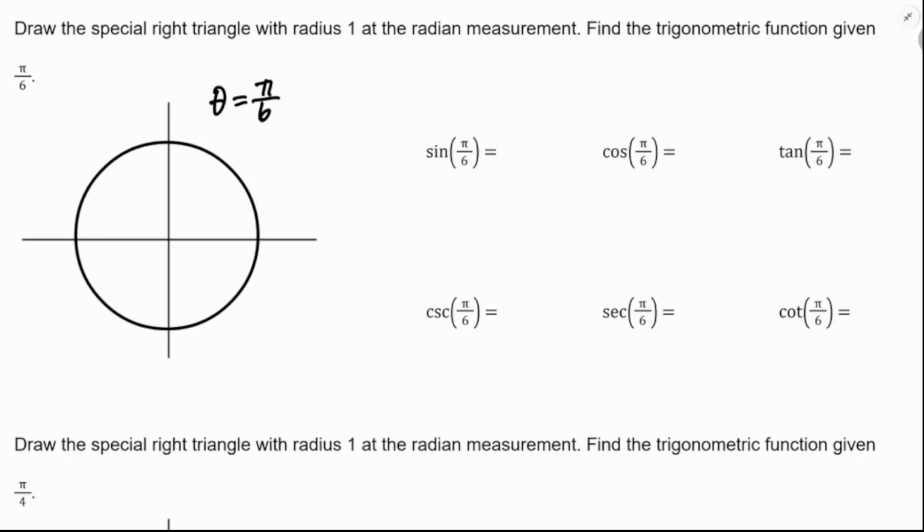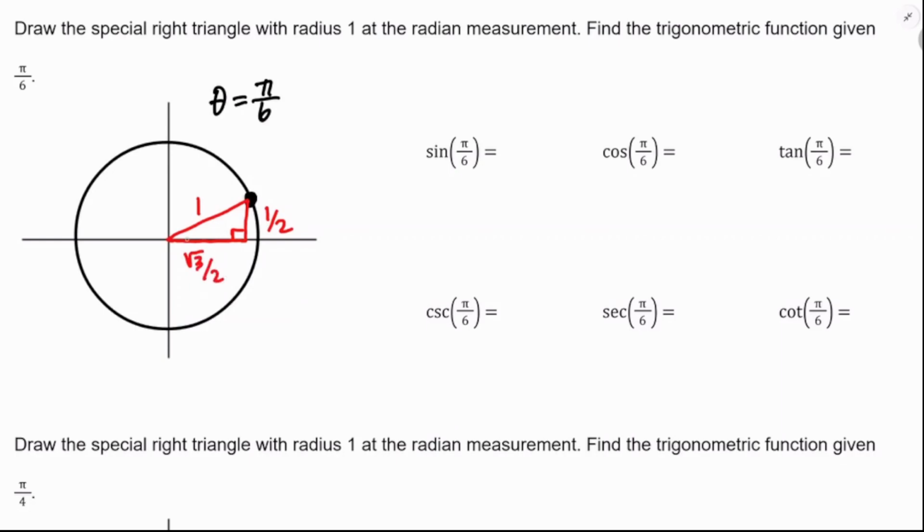Okay, pi over 6 on the circle is 30 degrees. It's not very far. It's the first stop after 0. So I'm going to label it like that. And then I'm going to draw myself a reference triangle. Okay, that's step 2. It said special right triangle with radius 1. That's a reference triangle. So my options are 1, a half, and root 3 over 2. A half is the short leg, and root 3 over 2 is the long leg.